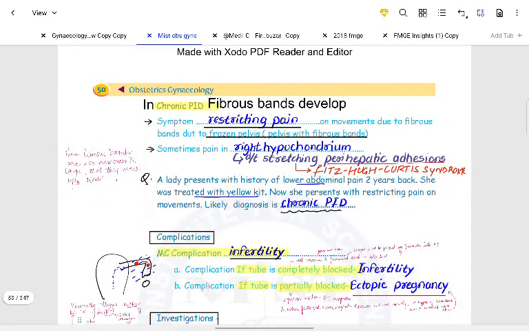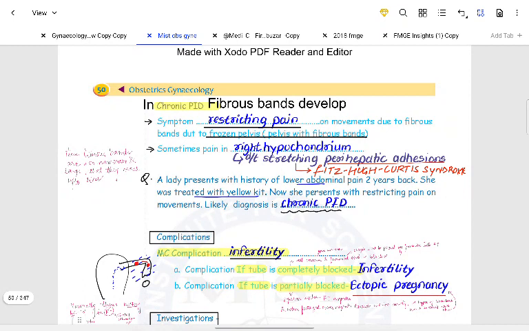Okay, now in chronic PID, fibrous bands develop, and what does this fibrous band do? The symptoms are restricting pain on movements due to fibrous bands, due to frozen pelvis, because the pelvis is a fibrous band. There's also pain in the right hypochondrium, because the fibrous bands are so numerous that they reach up to the liver, and they cause pain in the right hypochondrium where the liver is present. It occurs due to stretching of the perihepatic adhesions, and this is known as Fitz-Hugh-Curtis syndrome.